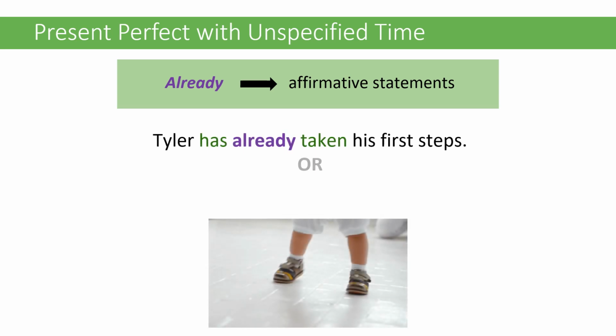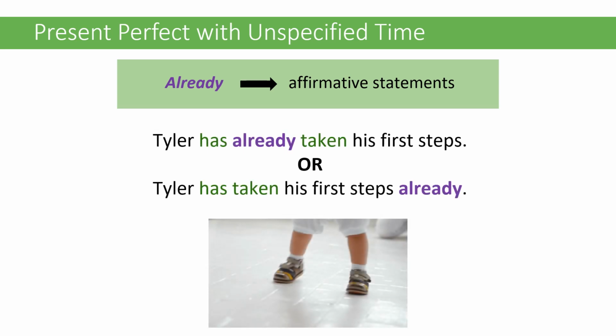We use already in affirmative statements. Already can go in the middle of the verb or at the end of the sentence. Tyler has already taken his first steps. Notice that already comes between the word has and taken. We can also say, Tyler has taken his first steps already. Both of them are correct.